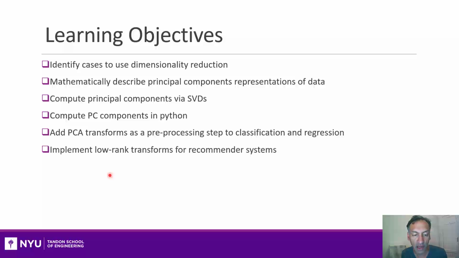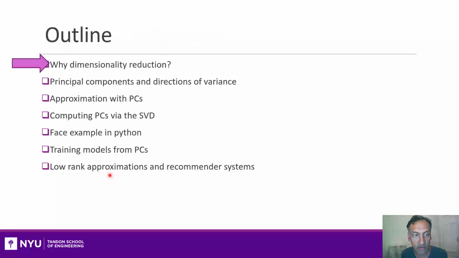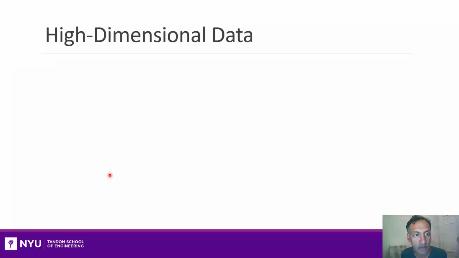If I have time, I'll also try to put up a video on a related technique on using low-rank transforms for recommender systems. All right, so let me start this with understanding what is dimensionality reduction and why you would want to use it in a problem.